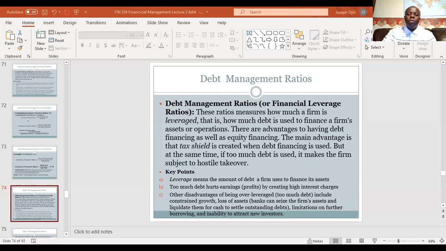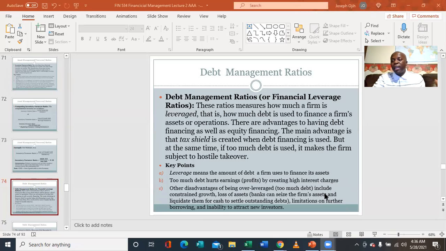Remember, we are working on ratio analysis, and we are almost finishing the different kinds of ratios. Our topic today is debt management ratios, which we call the leverage ratios or financial leverage ratios. When you hear the term leverage, it means a lot. In the finance field, it has a lot to do with debt. Basically, it's about leaning on debt to enhance the outcome of a deal.